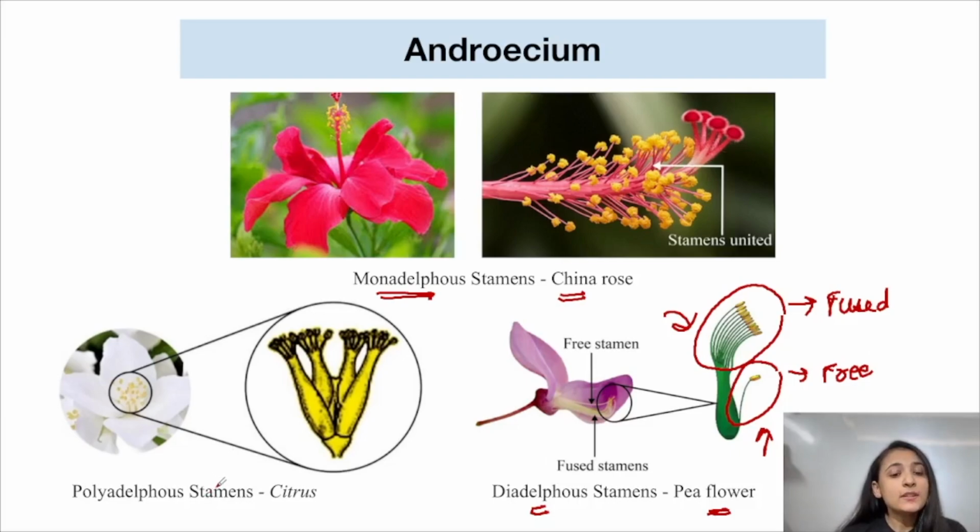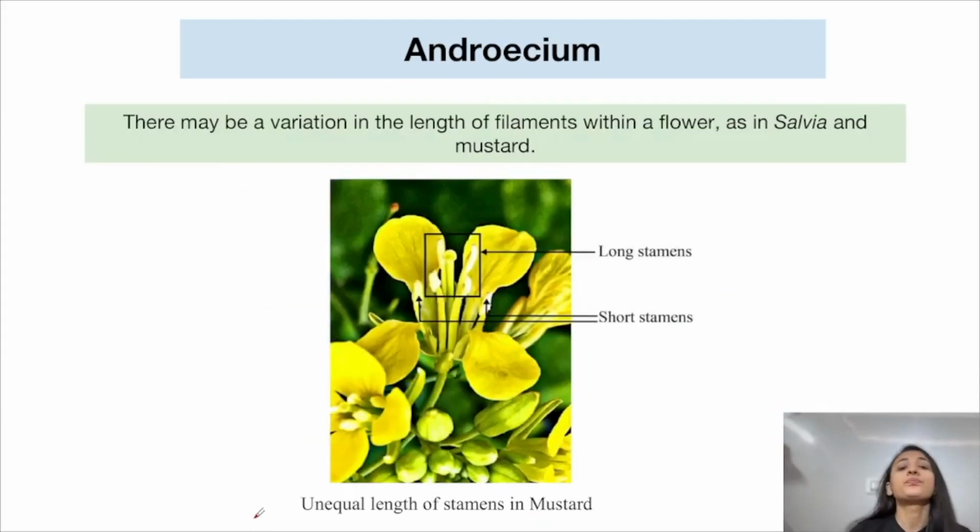Now in polyadelphous stamens, more than two bundles are present. See, four bundles are present here: 1, 2, 3, 4. This is the flower of citrus. In citrus we can see such condition. This was about the different kinds of conditions.